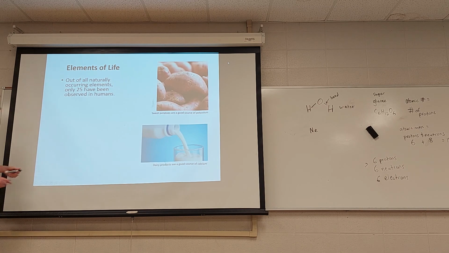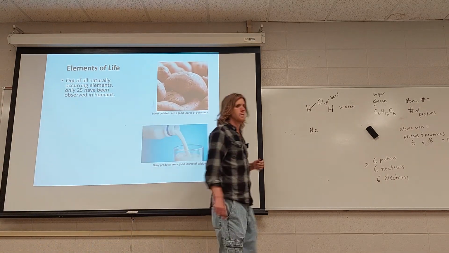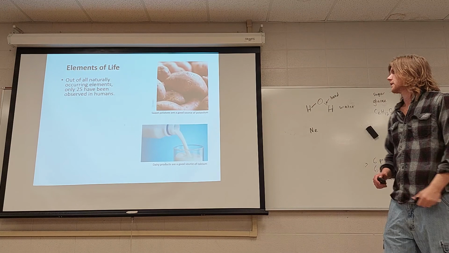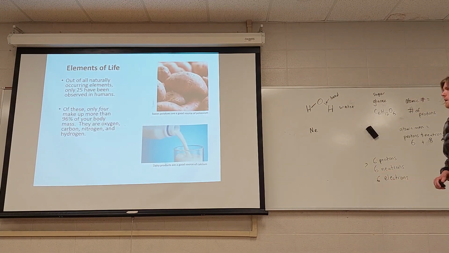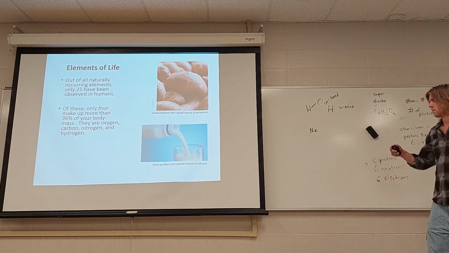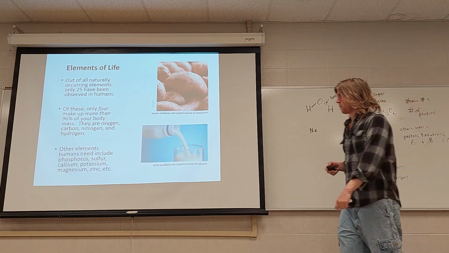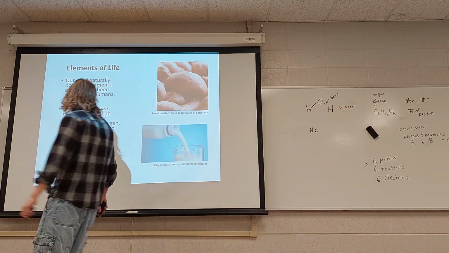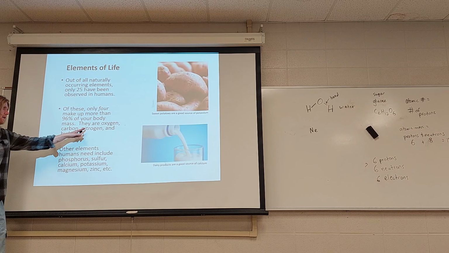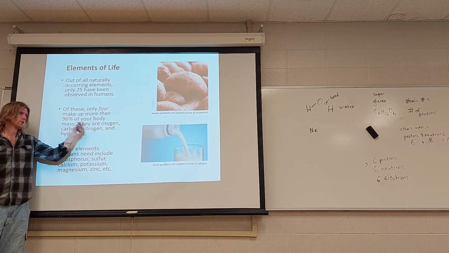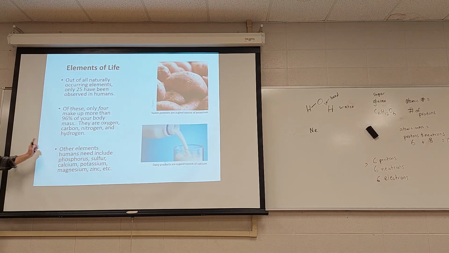There's 92 elements, 25 have been observed in humans. And again, of those, only 4 of them, which I erased, but had them up here, only 4 of them make up 96% of your body mass: oxygen, carbon, hydrogen, nitrogen. Other elements that you need include phosphorus, sulfur, calcium, potassium, magnesium, zinc, etc.